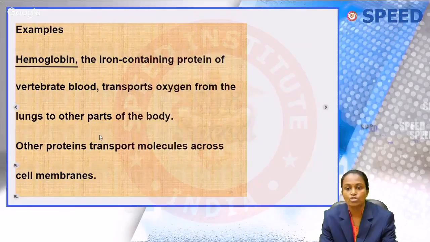How is it done? Through these transport proteins which are embedded in the plasma membrane. They transport the oxygen from the lungs to other parts of the body. Other proteins, just by diffusion, can transport the molecules across the cell membranes. So one good example is hemoglobin, which is traveling throughout the body transporting oxygen. This is an example of transport proteins.